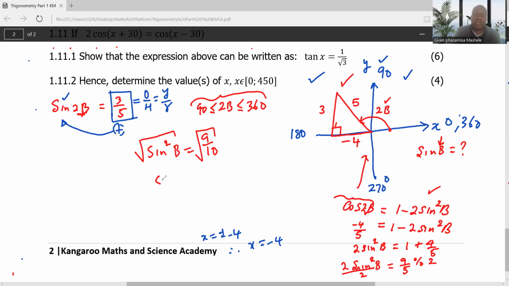So we're going to have sine beta equals root 9 over 10, which is the same as 3 over the root of 10, or 3 root 10 divided by 10. 3 root 10 divided by 10 is the same as, because usually the calculator rationalizes the denominator.